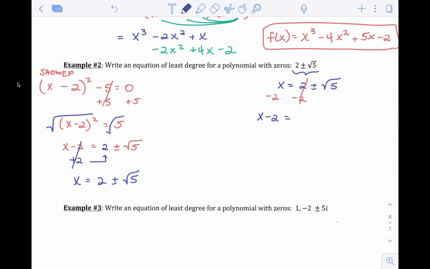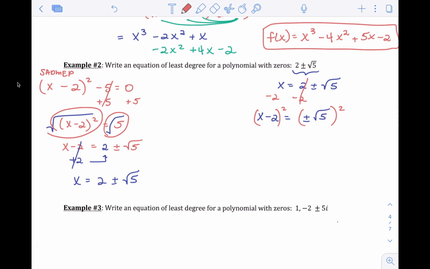So x minus 2 equals plus or minus the square root of 5. On the next step, we square rooted both sides. So if we're going to undo that, we need to square both sides. That's what's going to get rid of the square root, and consequently, that's also going to get rid of the plus or minus. If you square a positive number, it's still positive because you're multiplying a positive times itself.